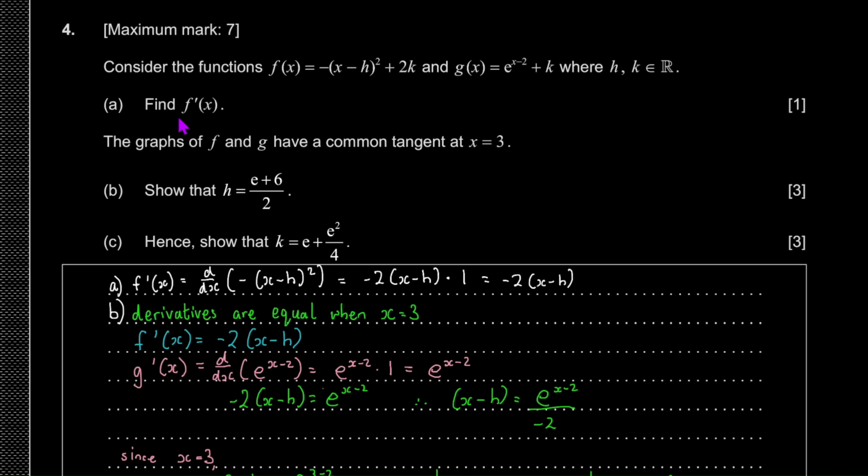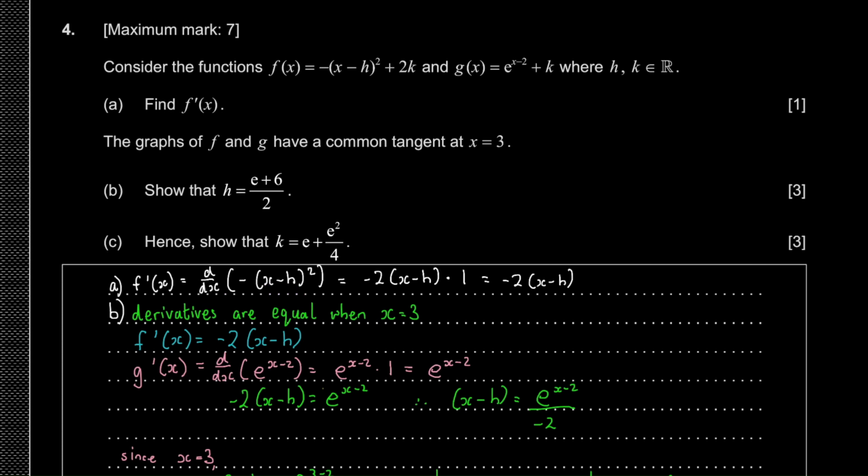So for part A, we need to find the derivative of the function f of x. F of x is minus (x minus h) whole squared plus 2k. Whenever you need to find the derivative of a function, all of your constants become 0. So in this question, you're basically asked to find the derivative of minus (x minus h) whole squared. The reason why 2k was cancelled was because it's a constant and it doesn't have the variable x, because that's what we're finding our derivative with reference to.